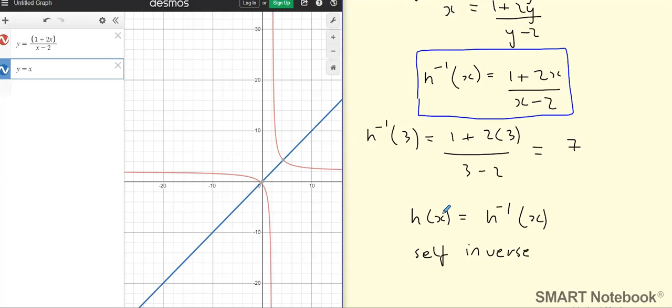And that's why you've got h of x equals the inverse of h of x. It's true for reciprocal graphs more so than others, to be fair. Okay, any questions there?